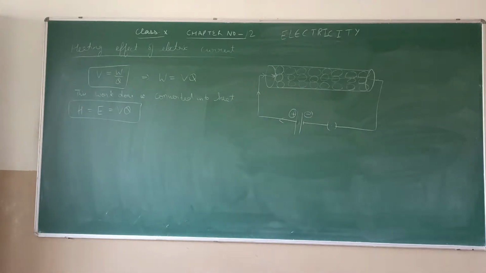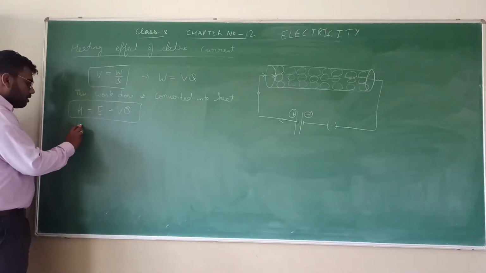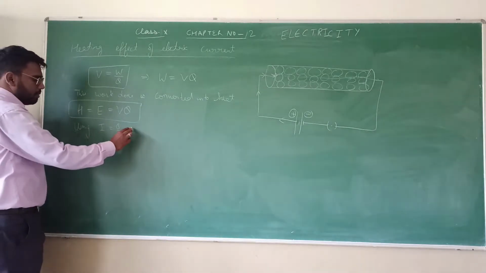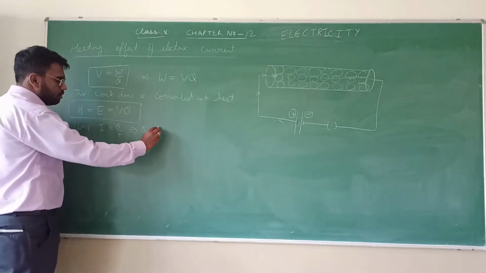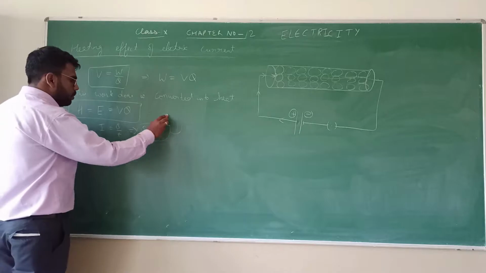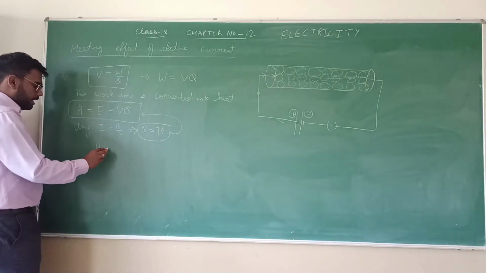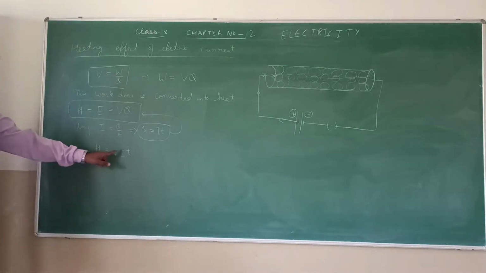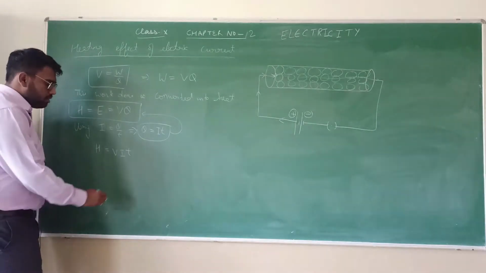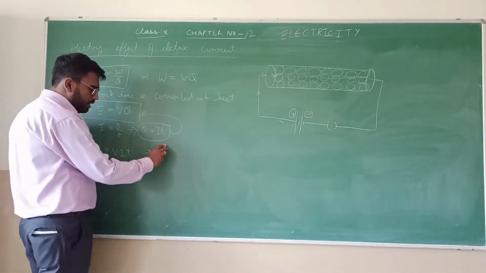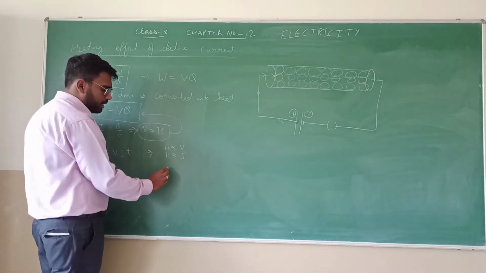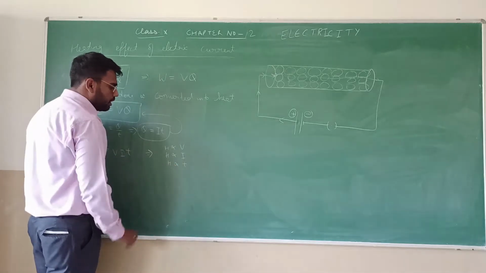Let us discuss some more formulas. We know I is equal to Q by T, and after cross multiplying we get Q is equal to IT. I can put this here and we will get H is equal to VIT. So I can say the heat produced in a conductor is directly proportional to the voltage applied, directly proportional to the current, and directly proportional to the time.